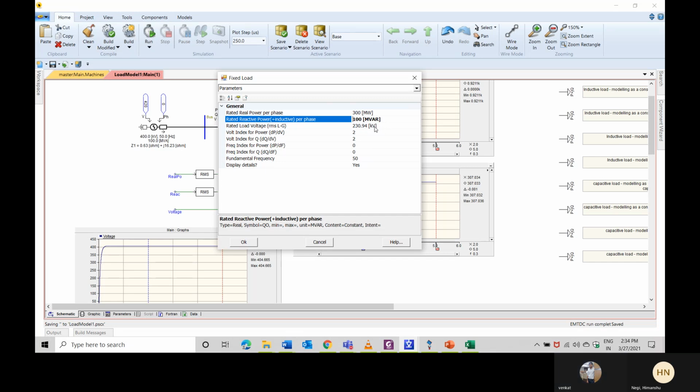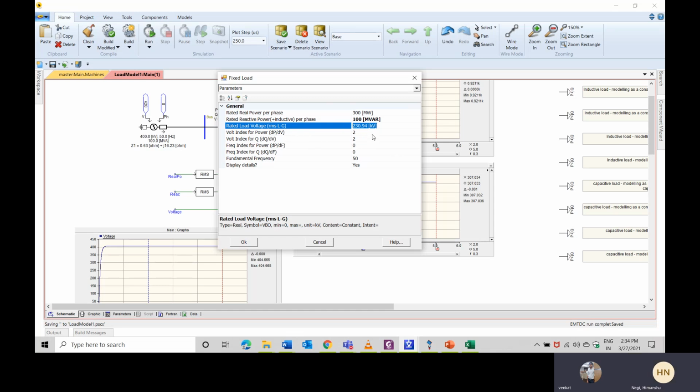Then what we have to do is put the rated voltage. Rated voltage should be line to ground voltage, not line to line voltage. So if we have 400 kV, then we have to divide it by root 3, and then put that value here.